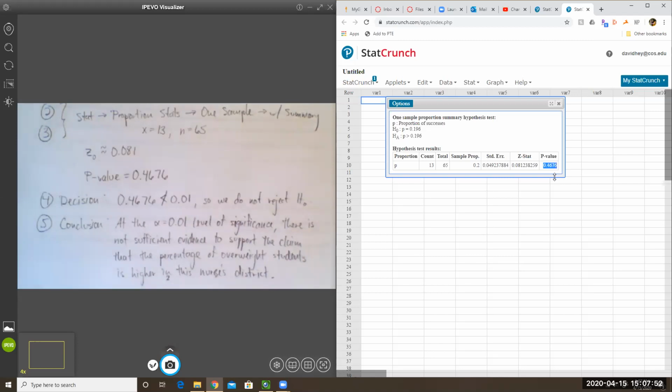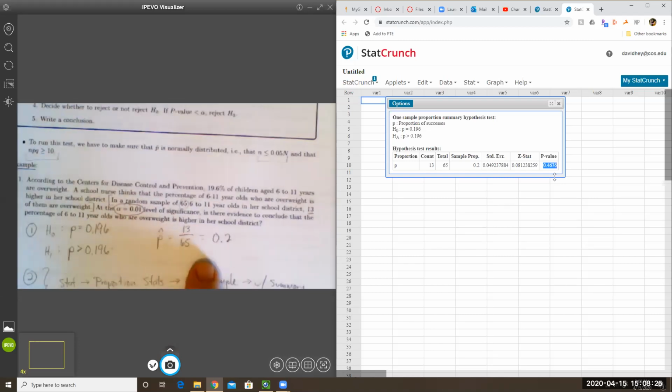So now, just to briefly discuss that, saying that there's not sufficient evidence to support the alternative is not the same thing as saying that the null hypothesis is true. We're not saying here that 19.6% of students are overweight in this nurse's school district. That may not be the case. Maybe the percentage of overweight students in this nurse's school district really is higher, but the sample that she happened to collect didn't demonstrate that, right?